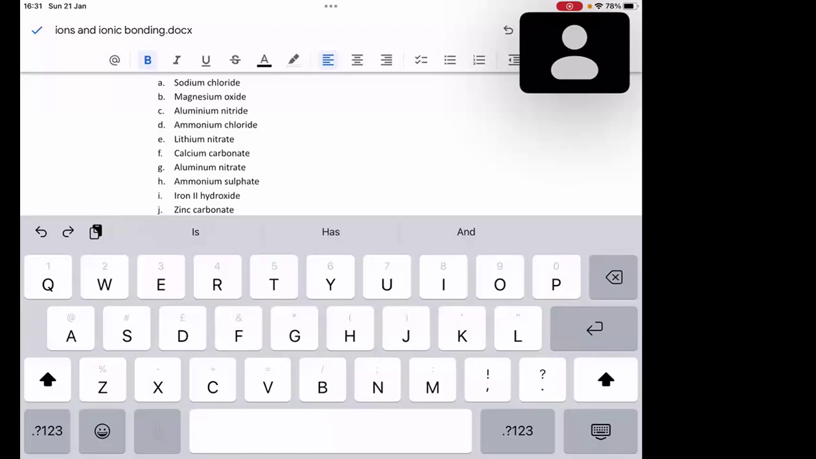Where are we? We're almost finished because I want to do formula writing. Yes, it's almost done. I want to do equation writing.